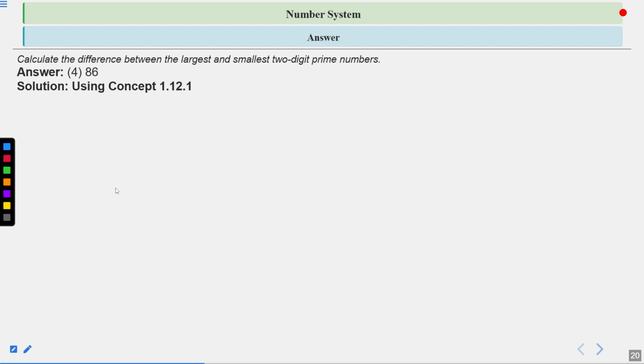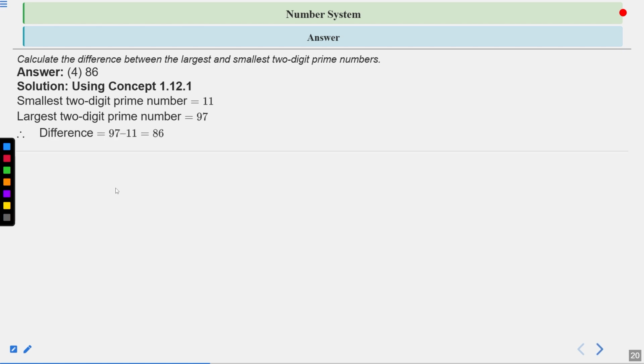Using concept 1.12.1 in this question, the smallest two-digit prime number is 11 and the largest two-digit prime number is 97. So the difference between them is 97 minus 11, which is 86.